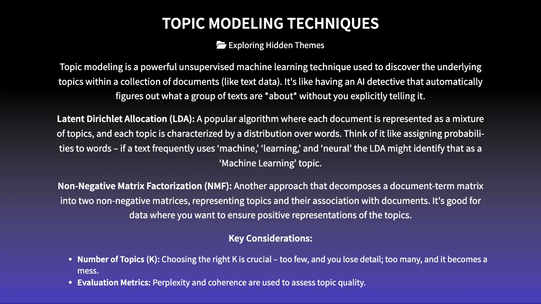Okay, so let's talk about how we can automatically find the main themes or topics within a bunch of text data. This is where topic modeling comes in. It's like giving an AI detective a pile of documents and asking it to tell you what they're all about without you having to label everything yourself. One really common method is called LDA, or latent Dirichlet allocation. Basically, each document gets broken down into a mix of different topics, and each topic is described by the words that frequently show up in it. Another technique is NMF, which takes a slightly different approach to figuring out these connections between documents and their themes. When choosing how many topics you want to identify, it's really important to pick the right number. Too few and you miss important details, while too many and things get confusing. We also use metrics like perplexity and coherence to help us evaluate how good our topic modeling is.